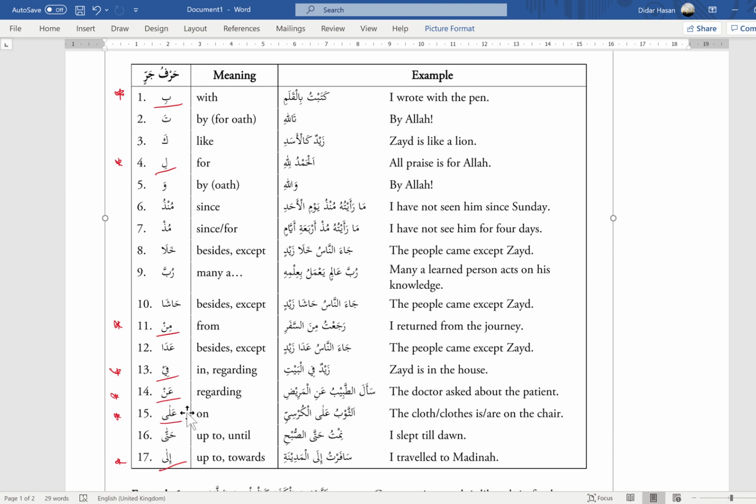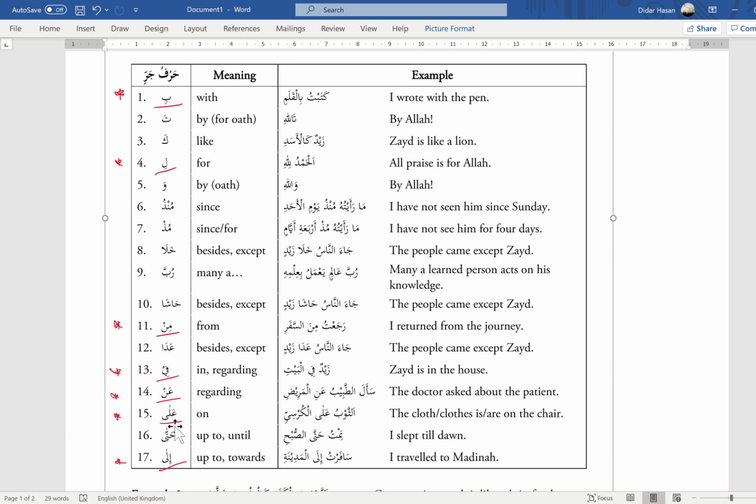Ala is another very important one. So ala means on. So الثوب, the cloth, على الكرسي, is on the chair, so we have ala, the harfu jar, and the next word, kursiyi, is given a kasra. Then we have hatta. One form of it comes in the meaning of harfu jar, so it gives the next word a kasra.